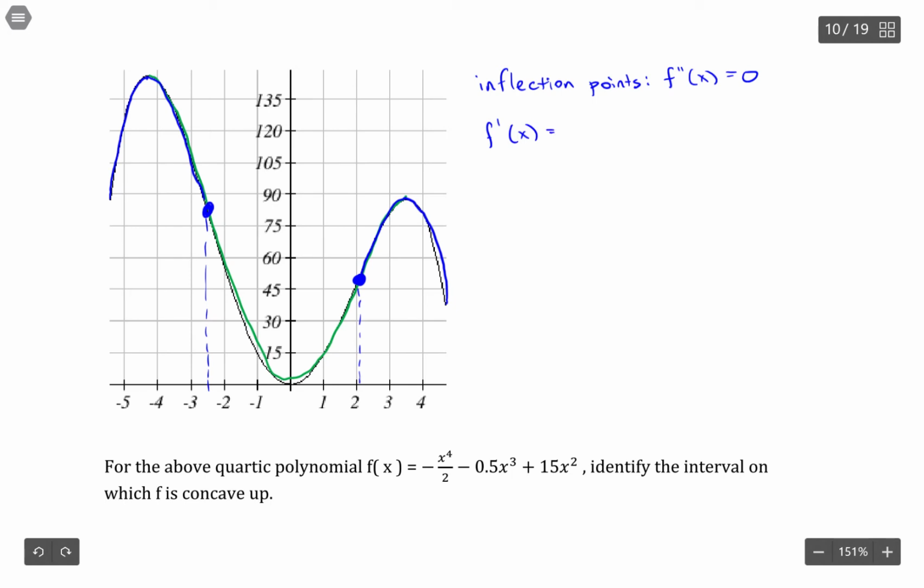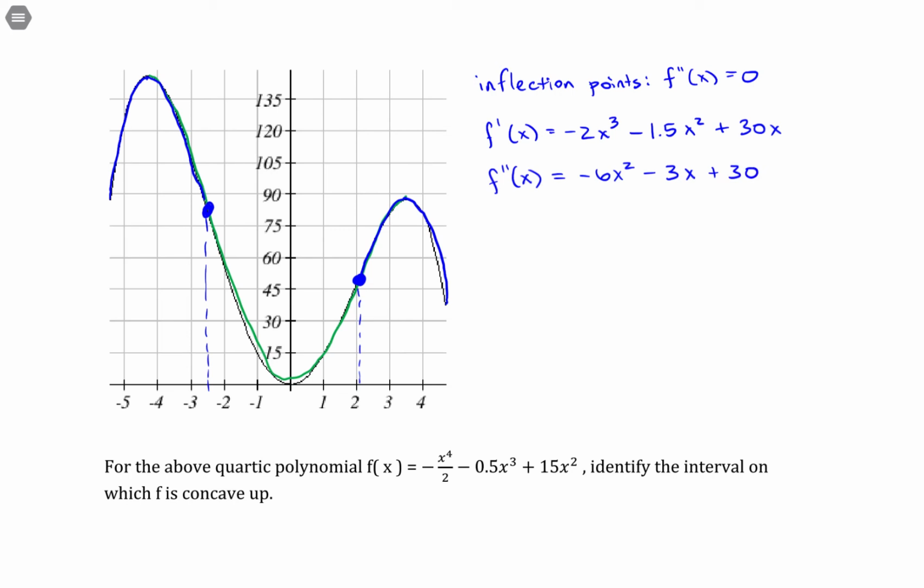First, I have to get my first derivative, which would be, 4 times negative 1/2 would be negative 2x to the third, then minus 1.5x squared, plus, oops, that was going to be 30 times x, just using the power rule. The second derivative then is going to be negative 6x squared minus 3x plus 30. And in order to find out where that second derivative has zeros, because I'm looking for these inflection points, I need to set the second derivative to 0 and solve.